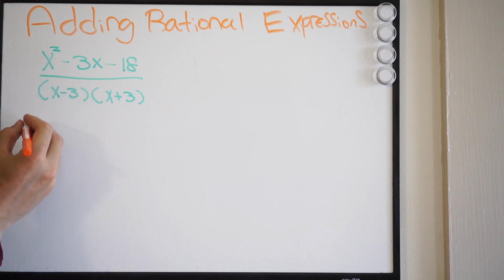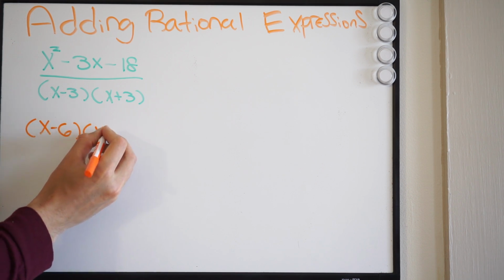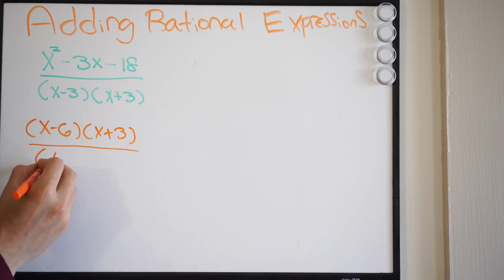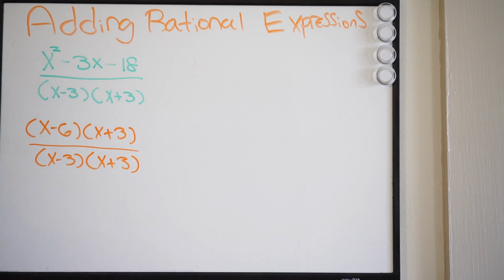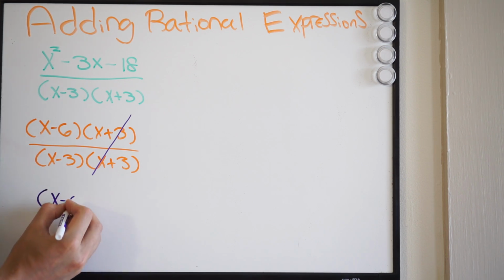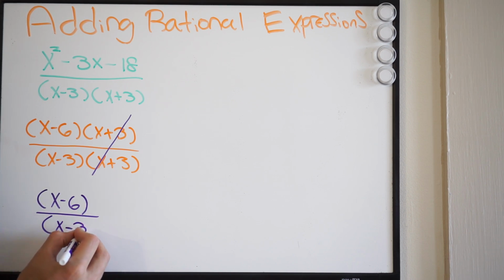When we factor this, we're going to get the following. We're going to have x minus 6 and x plus 3, and then on the bottom, we'll have x minus 3 and x plus 3. You can see now that we do in fact have a common factor on both the top and bottom. It's going to be x plus 3, so we can cancel that out. Our final simplified answer here is going to be x minus 6 over x minus 3. This is going to be our final simplified answer.